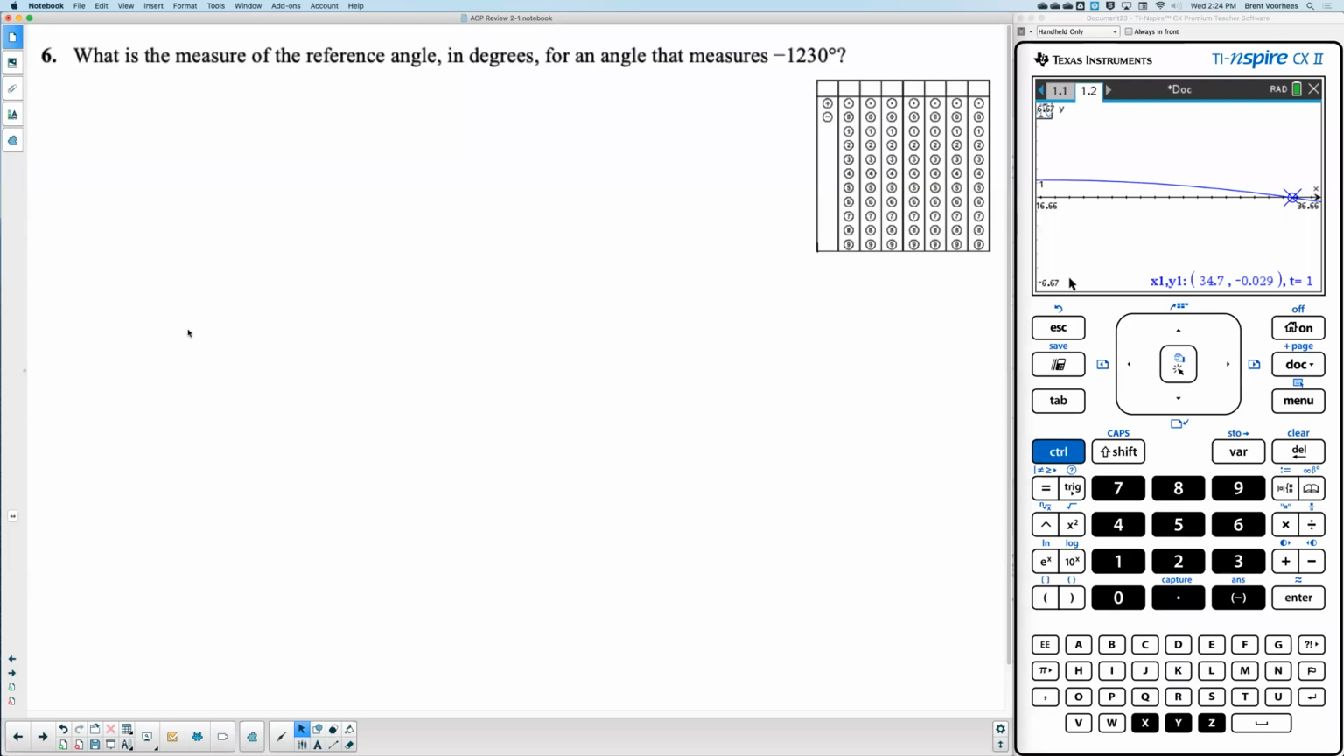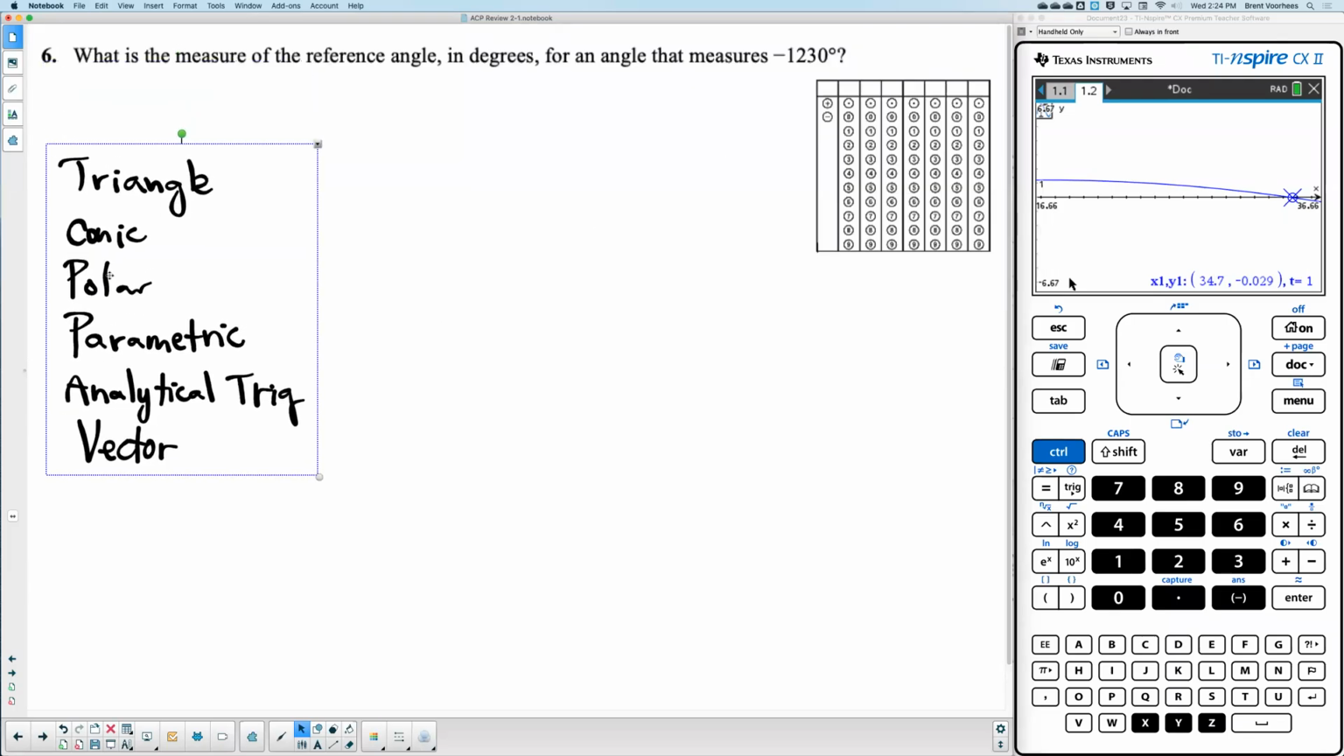All right, let's take a look at number 6. Specifically, what type of problem would this be? It says, what is the measure of the reference angle in degrees for an angle that measures negative 1230 degrees? What type of problem would this be?